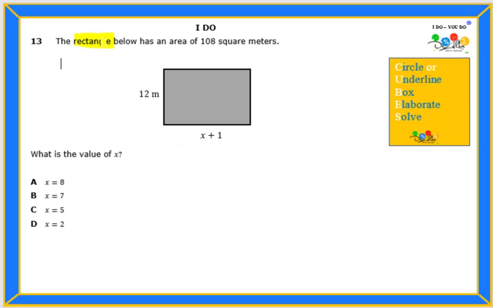The rectangle below has an area of 108 square meters. What is the value of x? So remember that for the area of a rectangle, we would have to find that formula. So here in our anchor chart, we have the formula to find the area of our rectangle. Area equals base times height.